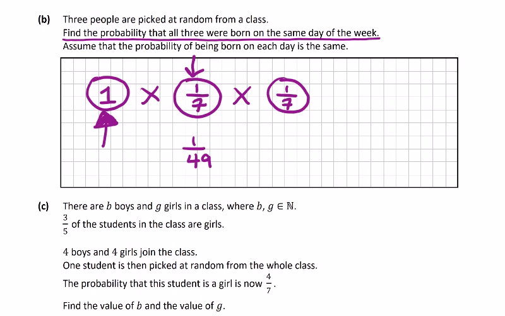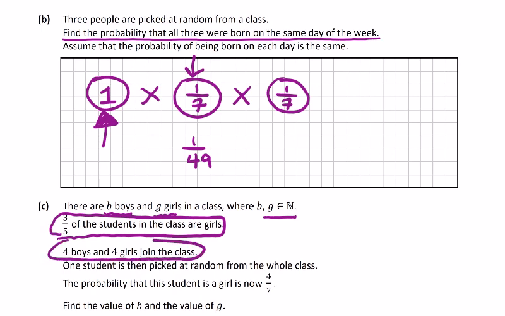And then part C, B boys and G girls in a class. G is an element of the natural numbers, but the class can't be that big. 3/5 are girls, and 4 boys and 4 girls join the class. 0.6 are girls, and then the probability changes to 4/7. I'm going to decimalize that actually. 4/7 is 0.5714. So they're pretty close together, so there can't be that much going on here.